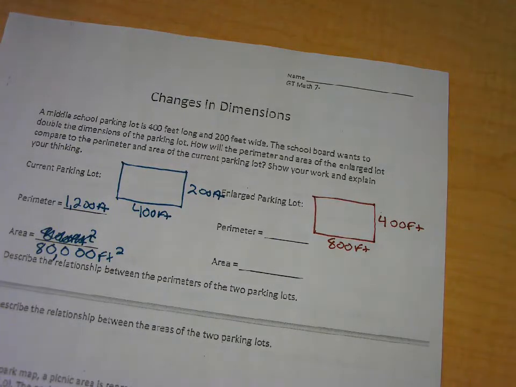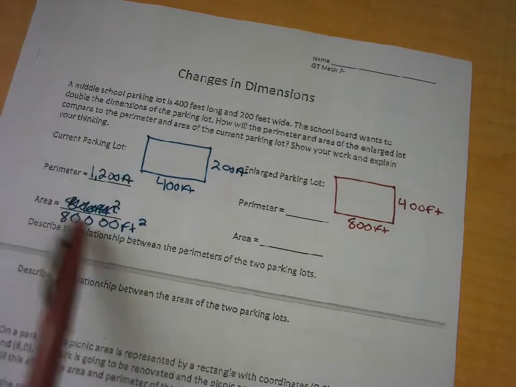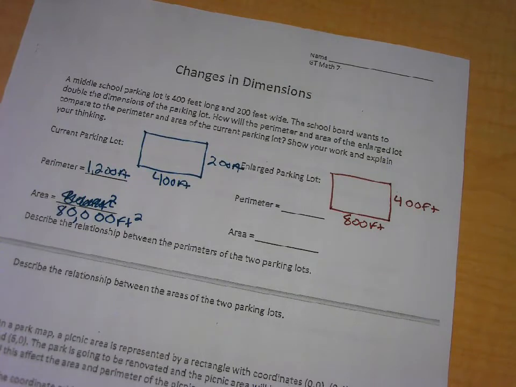So he's saying, can we just multiply both answers by 2? That's what we're trying to figure out. Can we just multiply the perimeter by 2 to get the new perimeter? Can we just multiply the area by 2 to get the new area? So let's figure that out. So again, the question he asked was, can we just multiply both of these answers by 2 since we're doubling the dimensions? Well, let's see.